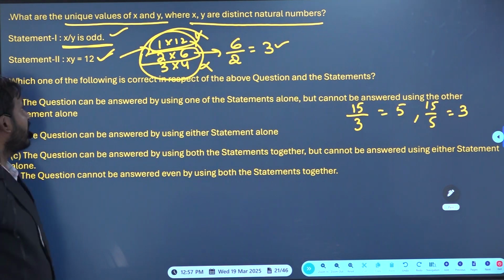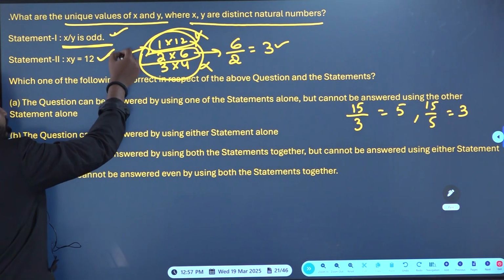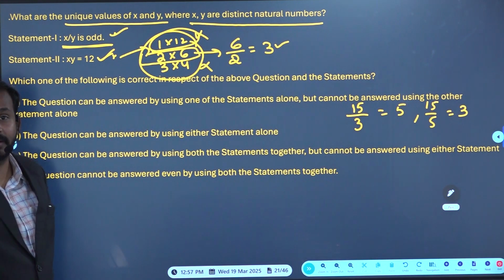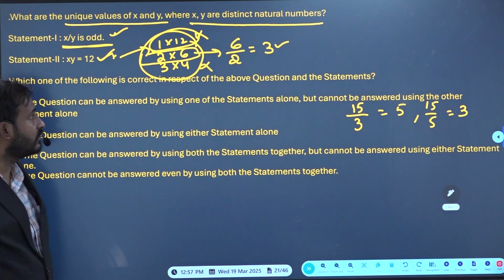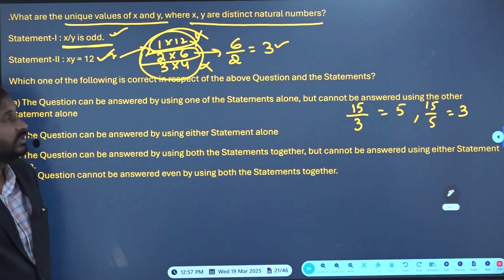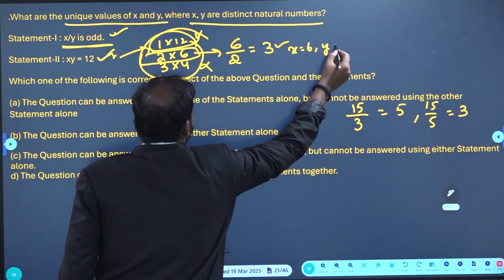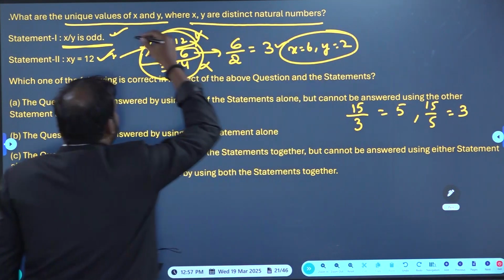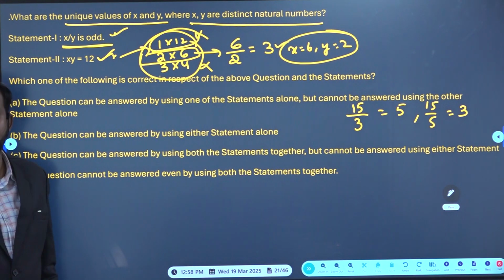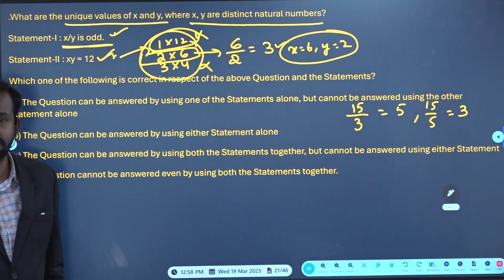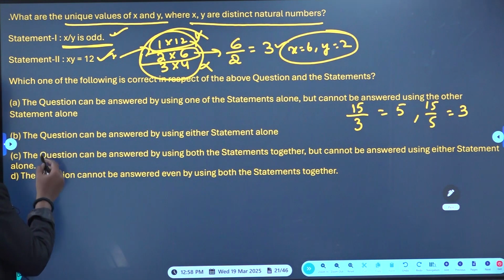So by combining these two logics, I can come to one conclusion, right? What is that conclusion? X and Y are what? I can take X value as 6 and Y value as 2. With the help of the first and second statements, I can say uniquely that X value is 6 and Y value is 2. That means our answer becomes what here?